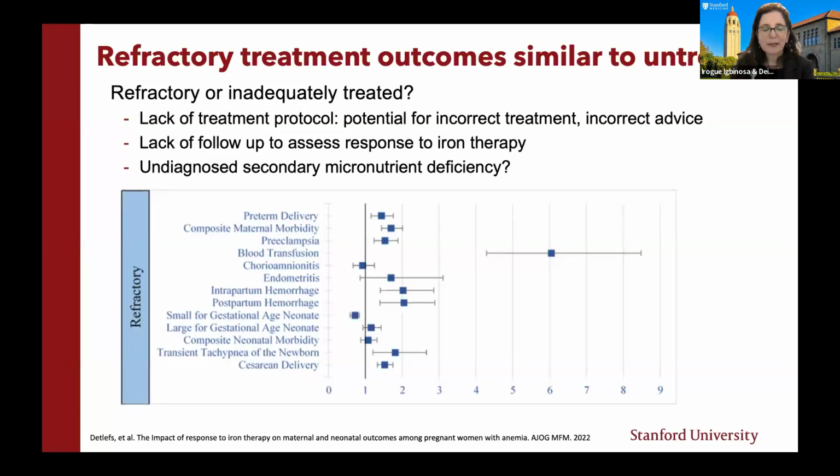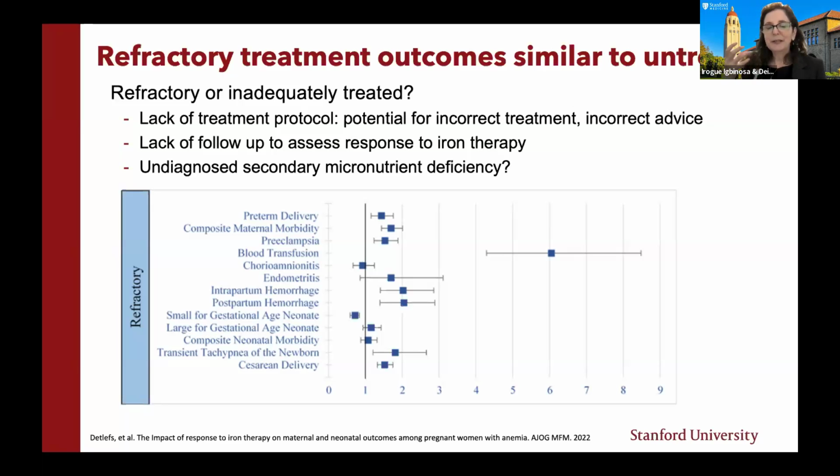The group acknowledges a few things that are opportunities for all of us. There was a lack of a treatment protocol, and this leads, we know, to potential for incorrect treatment, incorrect advice. There was a lack of follow-up to assess whether somebody who was being treated was actually responding to iron therapy. Not everyone responds. I'll talk a little bit about that later. And there may have been undiagnosed secondary micronutrient deficiencies.